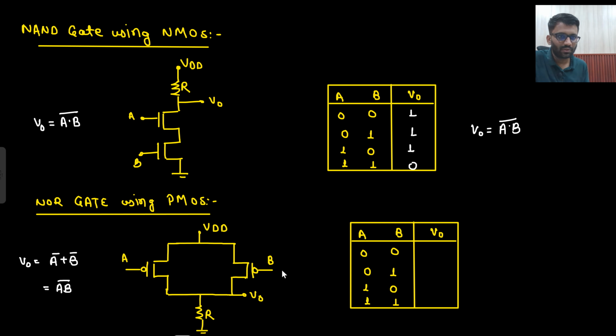If both are 0 0, that means both are on. If both are on, VDD will be directly supplied here. If A is 0 and B is 1, if A is 0, that means this will turn on and this will be off. If this turns on, VDD will be supplied here. If both are off, then VDD will not be supplied. If A and B both are 1 1, that means both are off. If both are off, that means 0 current will be there. So across the resistance, if there is 0 current, V naught will be 0. So what is your V naught? AB bar. There you go.